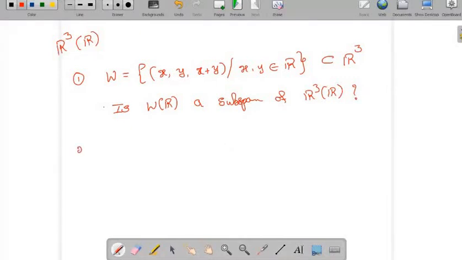Okay, and similarly I'll give you one more. W equal to the set of all (x, x, y).